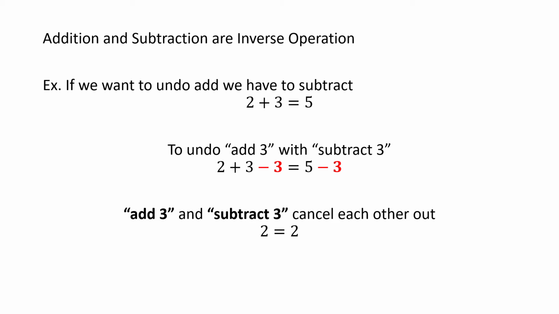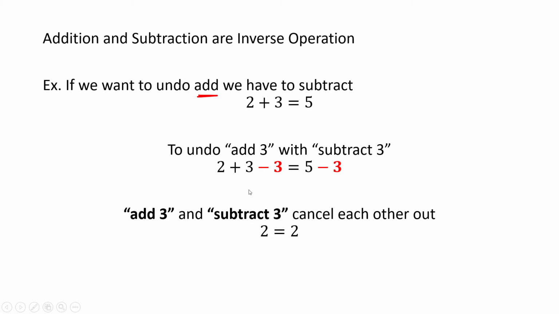Let's see how that works. Let's have an example. Let's say we have 2 plus 3 is equal to 5. Our goal is to undo adding, so you want to get rid of plus 3. How do you get rid of add 3? You're going to subtract 3. That's why we write subtract 3 here. But wait, didn't I just tell you guys that an equation is a balance?